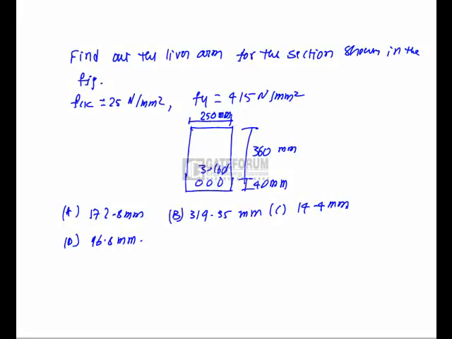Next, find out the lever arm for this section shown in the figure. Figure is given with the width of 250 and depth of 400, and 3 rods of 16 mm diameter were used, and the fck of concrete is 25 Newton per millimeter square, and fy is given as 415 Newton per millimeter square, right? So we have to calculate the lever arm for this section. So lever arm is equal to d minus 0.42x. d is effective depth.